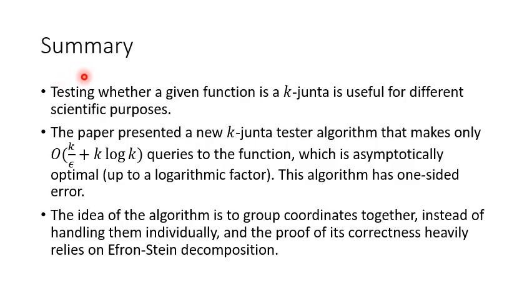So to summarize, testing whether a given function is a k-junta is useful for different scientific purposes. It might make our life easier when solving optimization problems and help with overfitting, etc. The paper presented a new k-junta tester algorithm that makes only a very small number of queries to the function, which is asymptotically optimal up to a logarithmic factor. This algorithm has one-sided error as well. The idea of the algorithm was to group coordinates together, to partition the coordinates, instead of handling them individually. And the proof of its correctness heavily relied on the Efron-Stein decomposition, which is an extension of the Fourier decomposition.